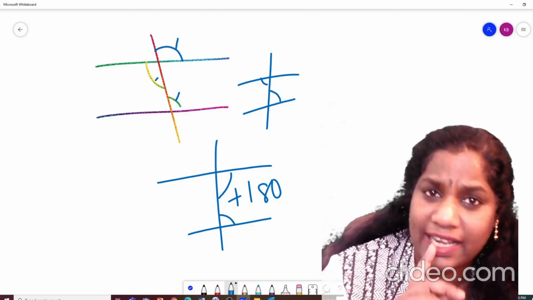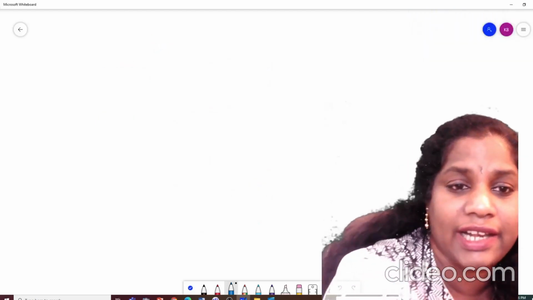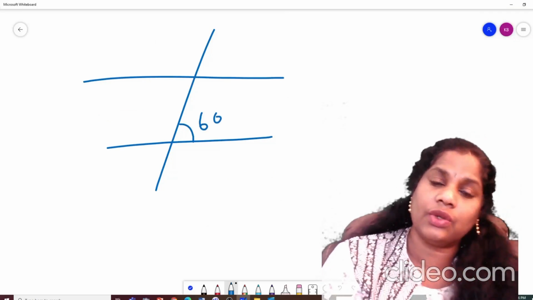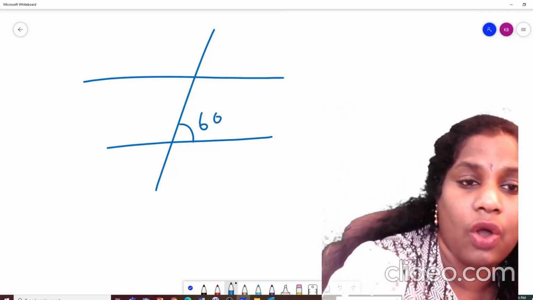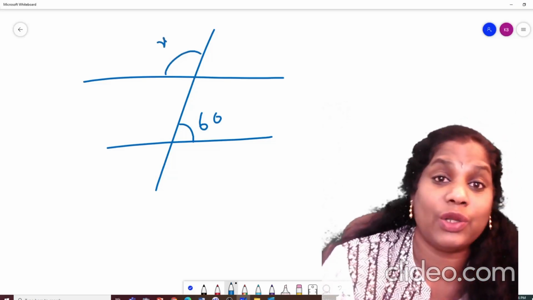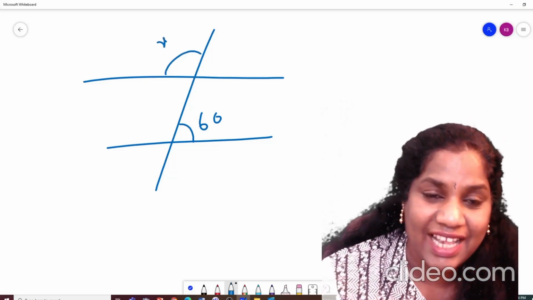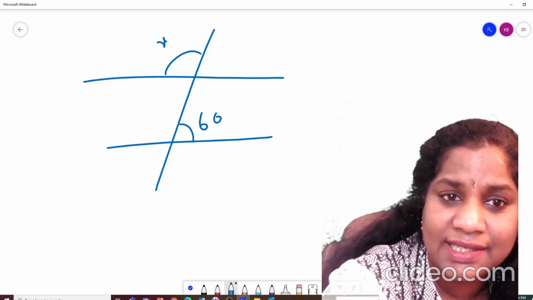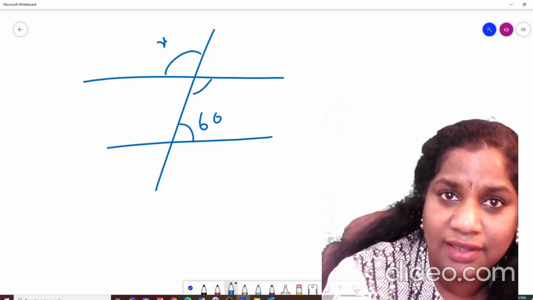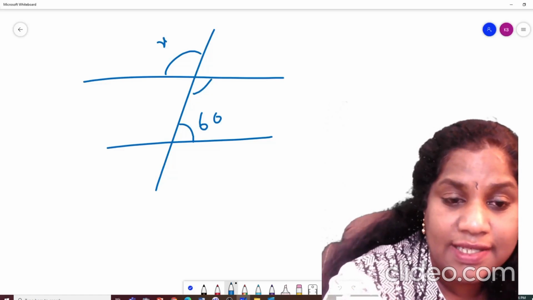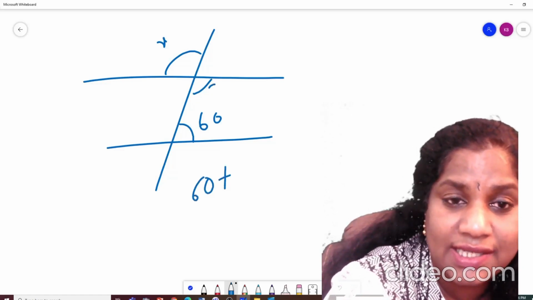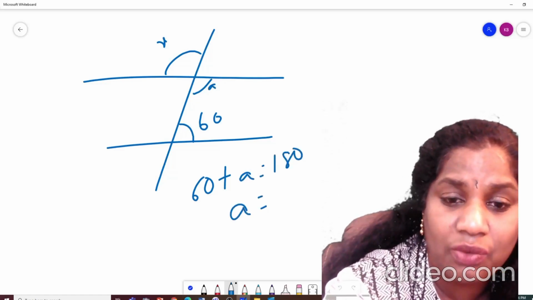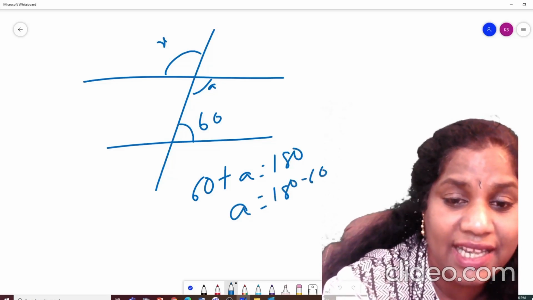Very easy. Let's do one question. And you should tell me the values. This is 60 degrees. Now you tell me what is the value of this angle. How will you find that out? There are many ways. You know that. First one. This angle is co-interior to this angle. Yeah. So what can we do? 60 plus A is equal to 180 degrees. So A is equal to how much? 180 minus 60.